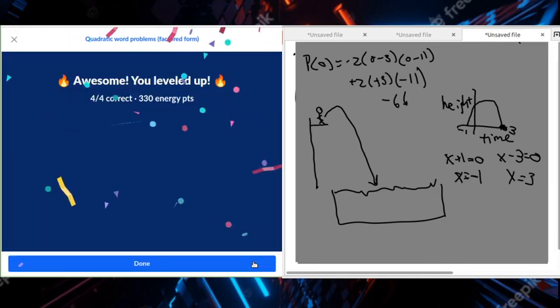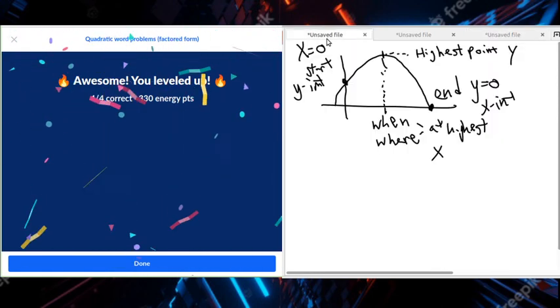And that's how we do quadratic word problems. Remember, your word problems will, like 99% of the time, ask you, where does it start? Where does it end? What's the highest point? Or when or where was the highest point? That's pretty much it. 4 questions. So you need to figure out which question they're asking, and then you can answer it.